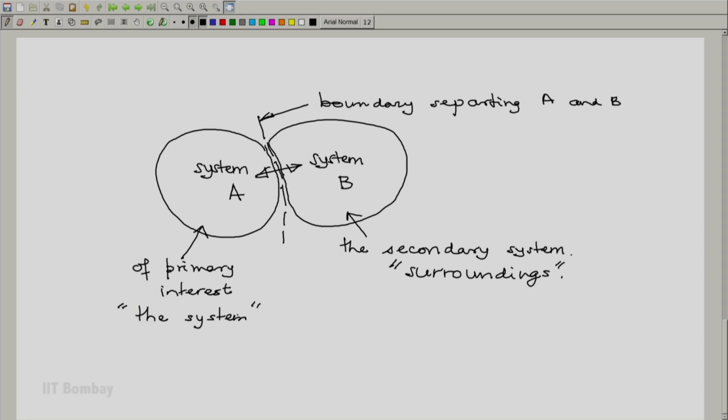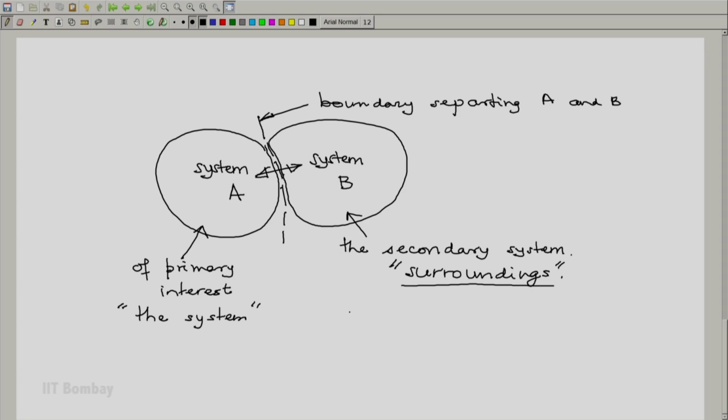Although quite often we will be talking of the system and its surroundings, remember that the surroundings is also a thermodynamic system in its own right. It should also be a properly defined thermodynamic system. It should also have all its boundaries properly defined. Okay.